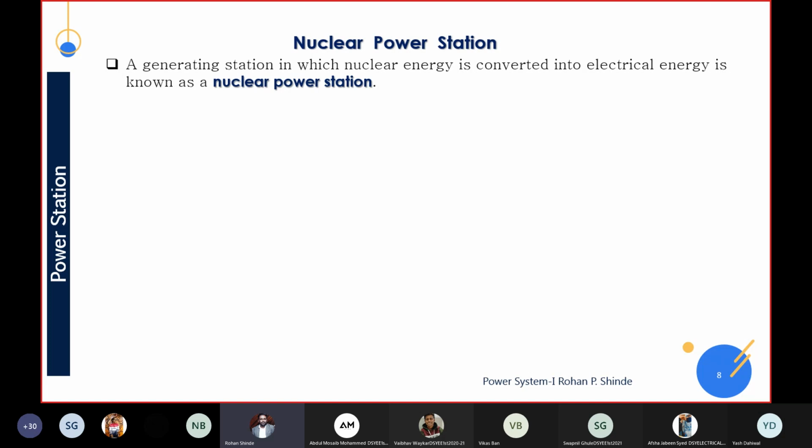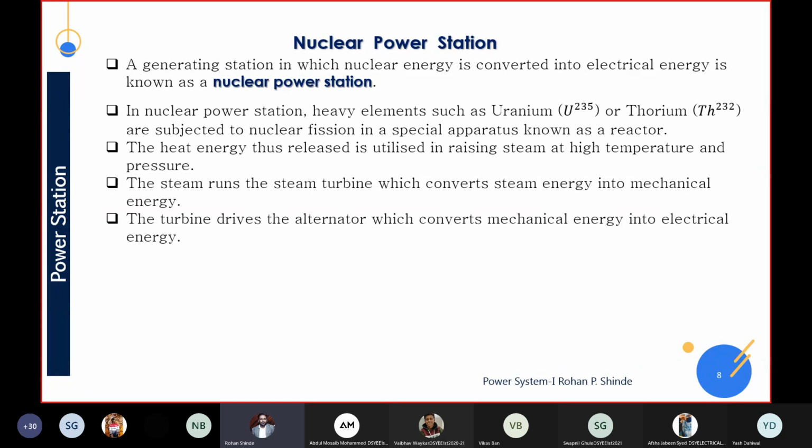If the turbine starts rotating, that turbine is coupled with an alternator. So this alternator will convert this nuclear energy into electrical energy. That happens in a nuclear power station. That means the generating station where nuclear energy is converted into electrical energy is known as a nuclear power station. In a nuclear power station, heavy elements such as uranium are used.